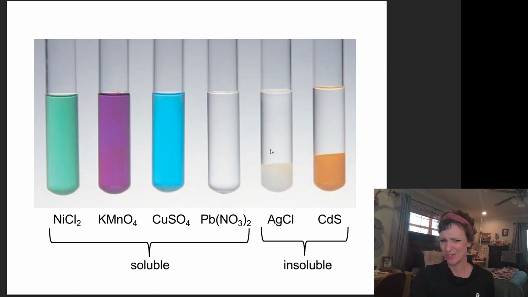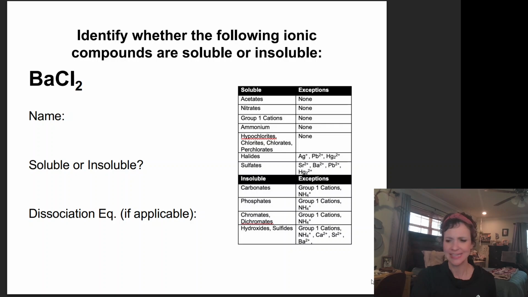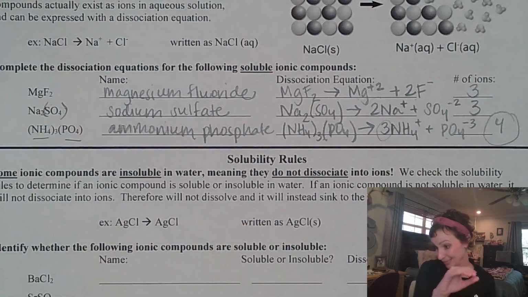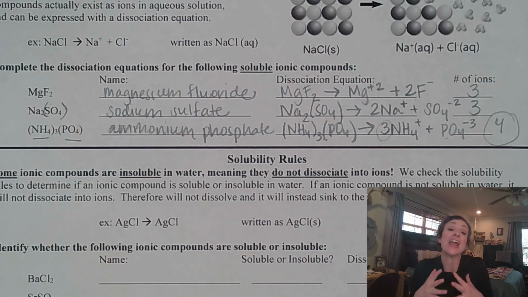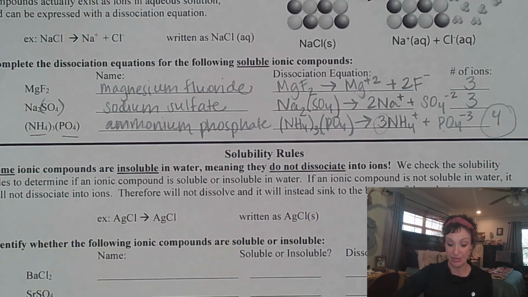But these two over here, I can see a clear separation of where the ionic compound is, and where the water environment is above. So these would be called insoluble ionic compounds. Now let's practice using our solubility rules and see if we can determine, first of all, if these ionic compounds are soluble or insoluble. And then if they are soluble, we can practice again writing some of these fun dissociation equations.